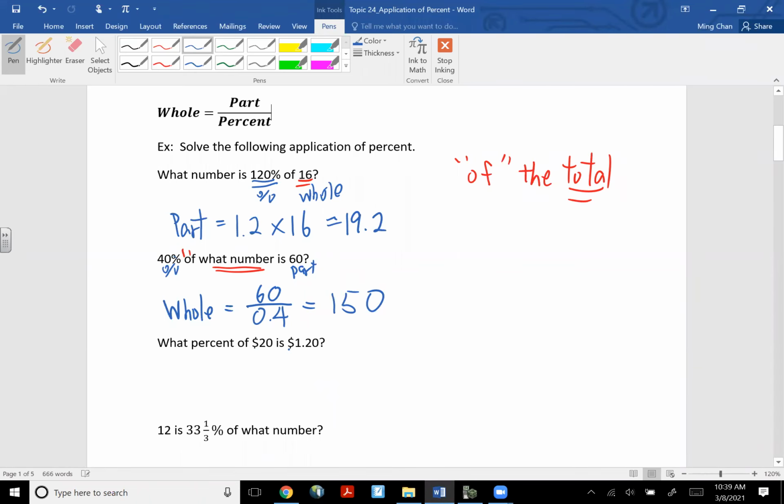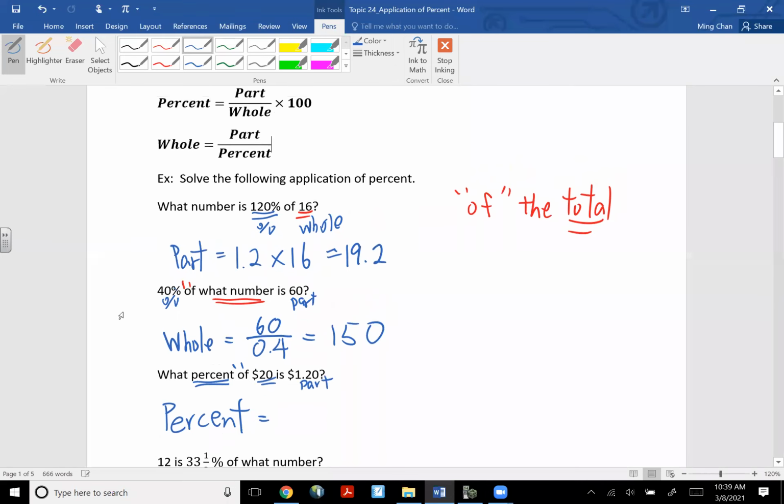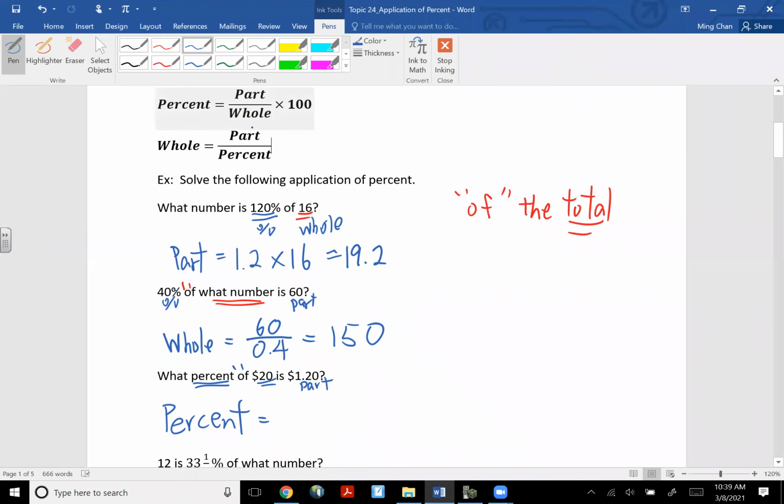What percent of $20 is $1.20? So what percent? Right away, the question is asking us to find the percent of the total. So the whole is 20, which makes $1.20 the part. To find percent, we take the part divided by the whole, and make sure we times 100, because once I divide, that's only a decimal notation.